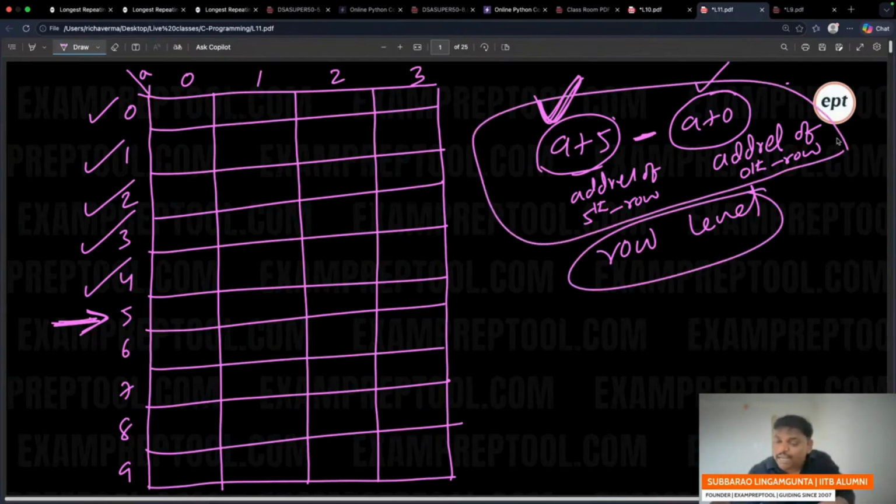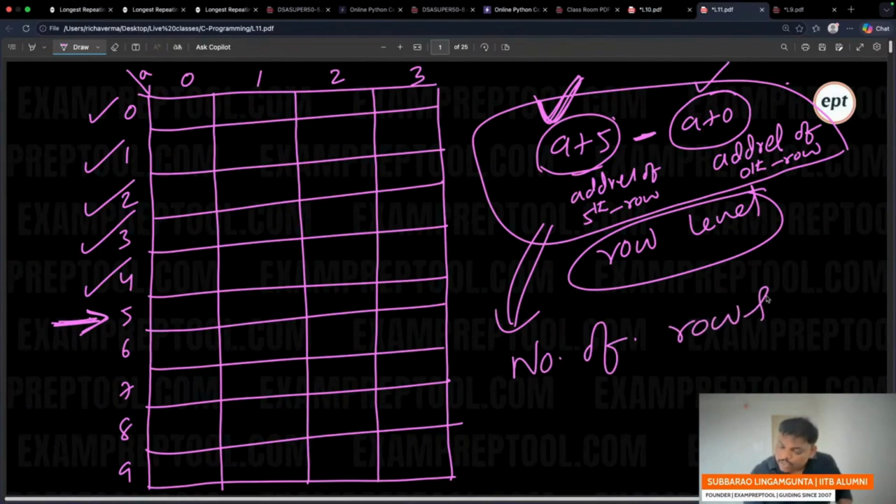If you subtract row level pointers, everyone listen, you will get the number of rows. So what I want to say is, how many rows are there? I think here 5 rows. A plus 5 means I think 5 rows you skipped. You are at here.